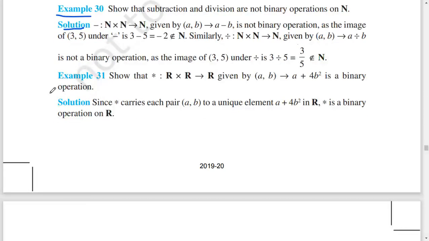Example 31. Show that *: R × R → R given by (a, b) → a + 4b² is a binary operation. Solution. Since * carries each pair (a, b) to a unique element a + 4b² in R, * is a binary operation on R.